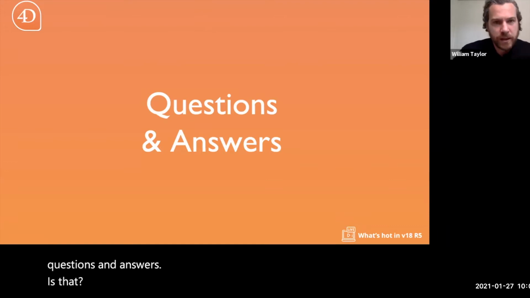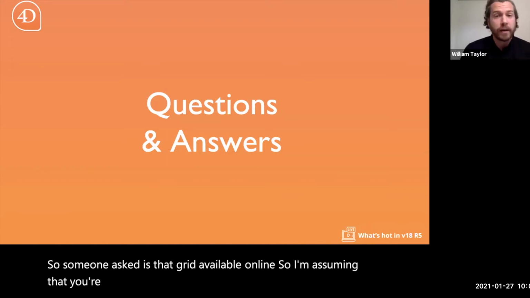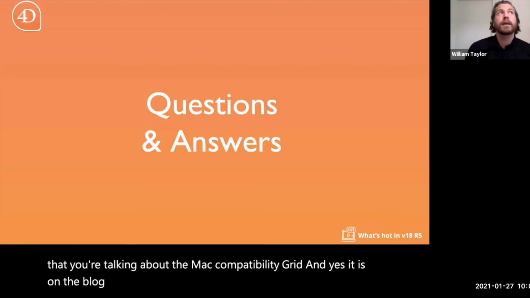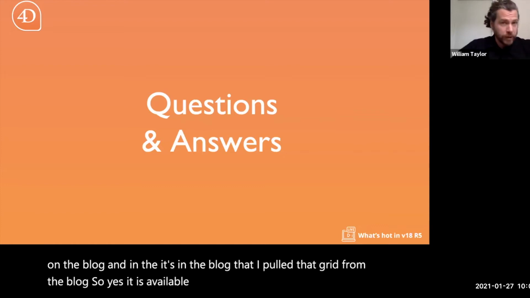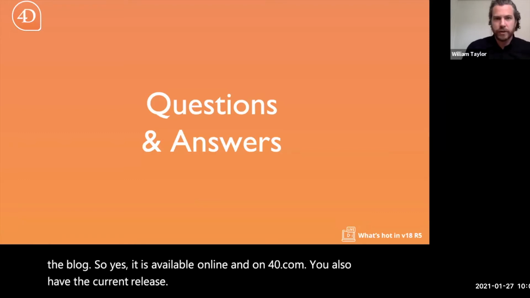So someone asked, is that grid available online? I'm assuming that you're talking about the Mac compatibility grid. And yes, it is on the blog. I pulled that grid from the blog. So yes, it is available online. And on 4D.com, you also have the current release cycle. So that should answer that question.